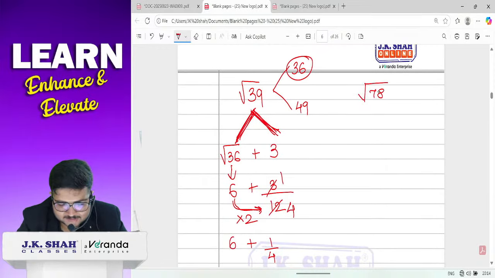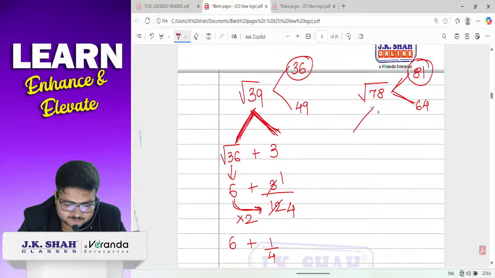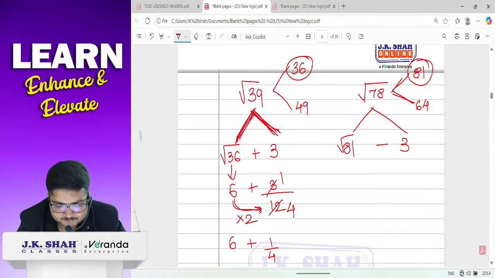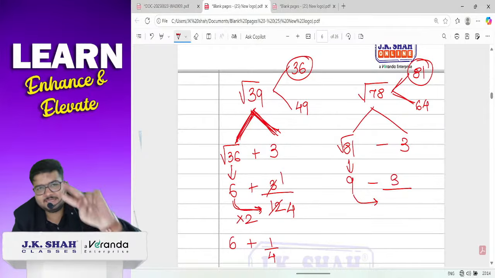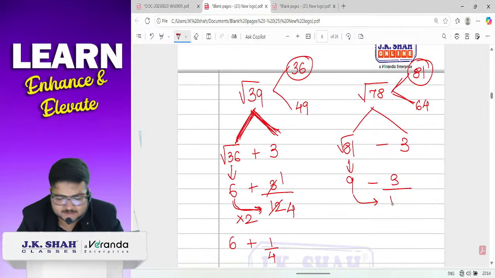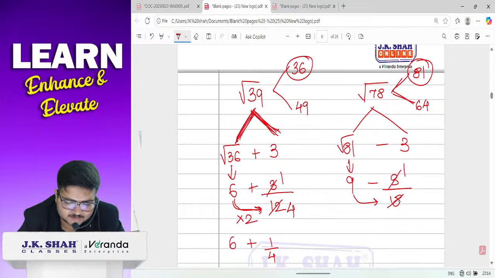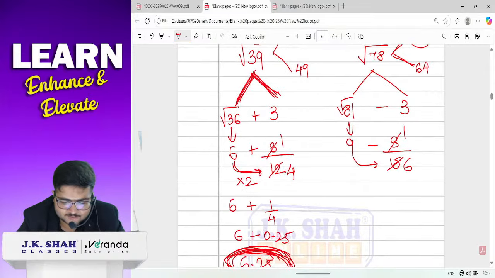Root 78. Now tell me, 78 comes between which two perfect squares? 81 and 64. Which is the closest one? 81. So I will break this into root 81 minus 3, because when I do 81 minus 3, I get 78. Now solve this. Answer of this is 9. 9 minus 3, and in the denominator, the double of 9. 9 ka double is 18. 18 is the denominator. 3 ones are 3, 3 sixes are 18. What is the value of 1 upon 6? 9 minus 0.16. That is 8.84.